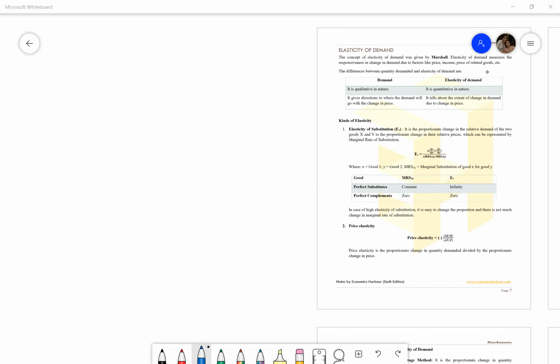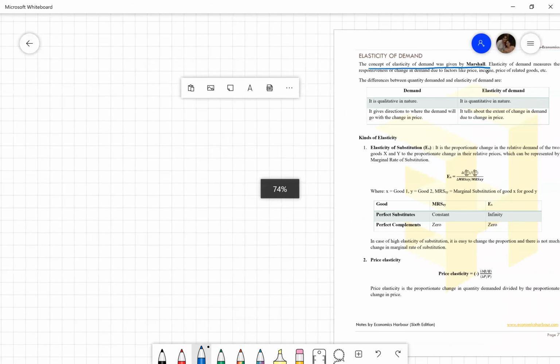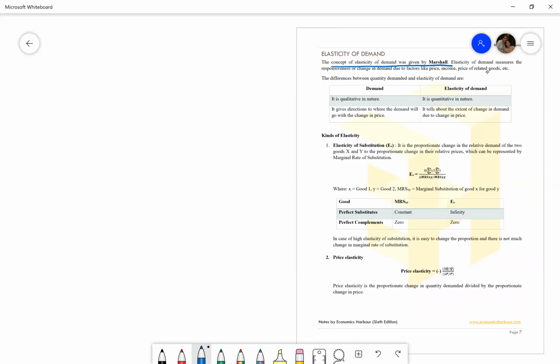Hi everyone. In this lecture series, we'll be discussing the elasticity of demand. Beginning with the concept of elasticity of demand: it was given by Alfred Marshall. He stated that the elasticity of demand measures the responsiveness, or the change in demand, due to factors like price, income, price of related goods, and so on.